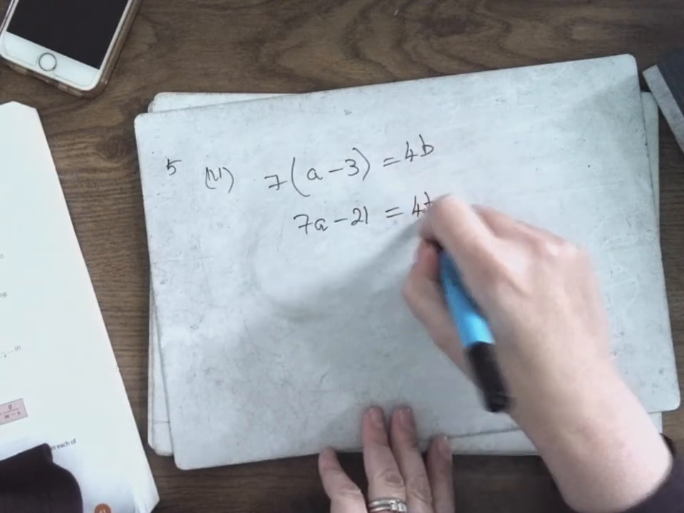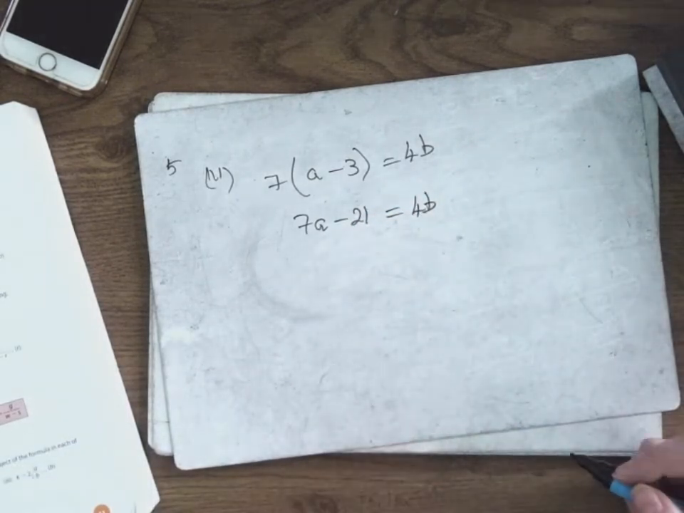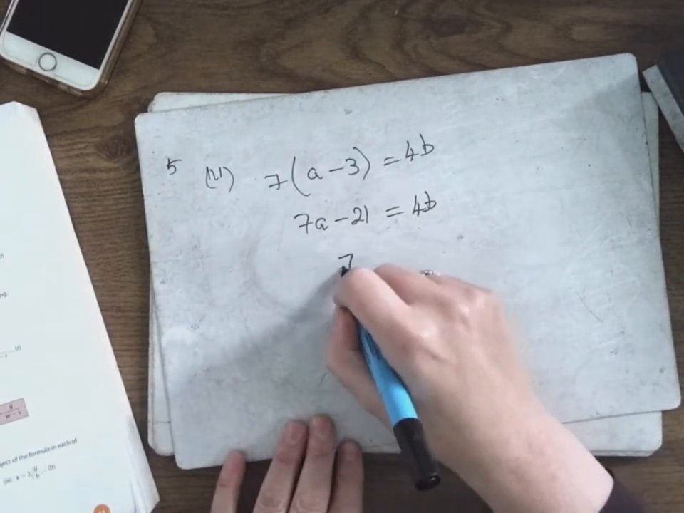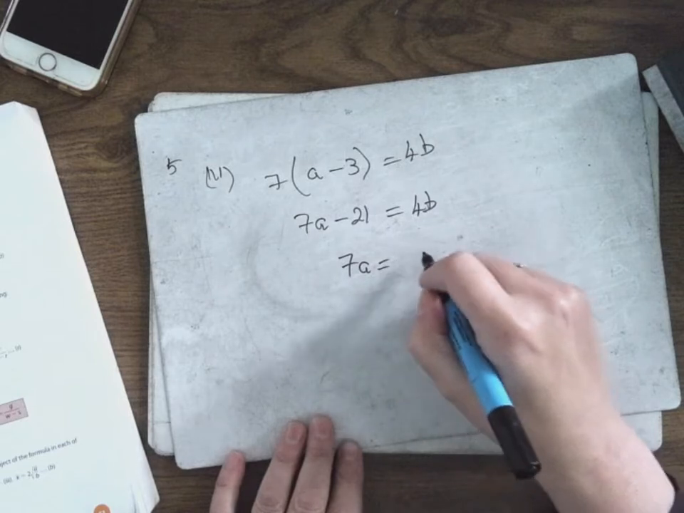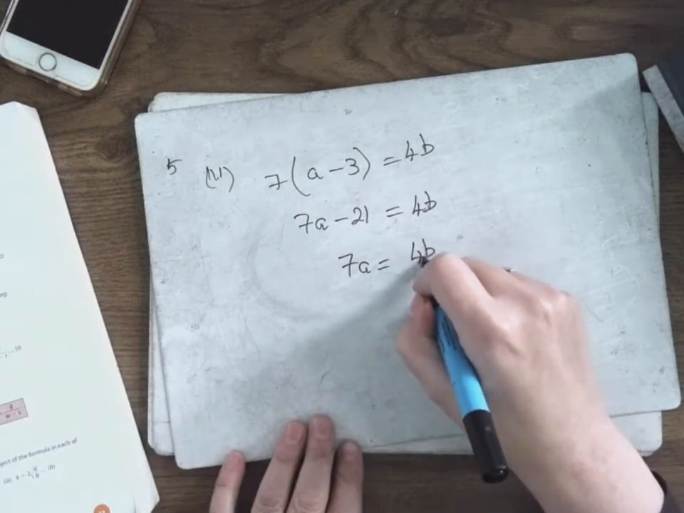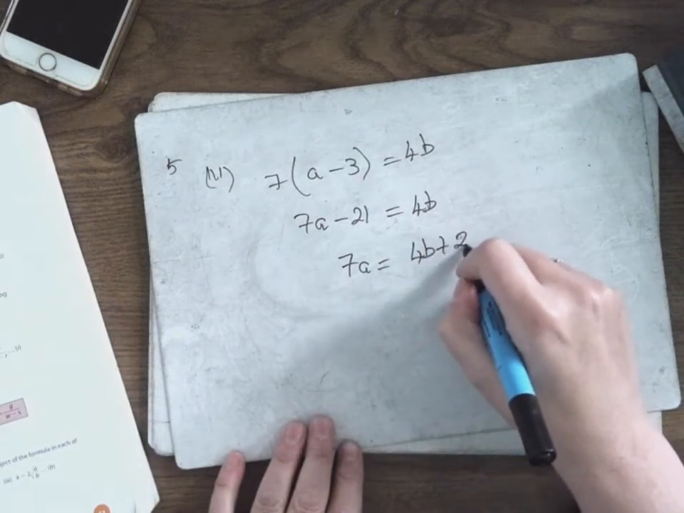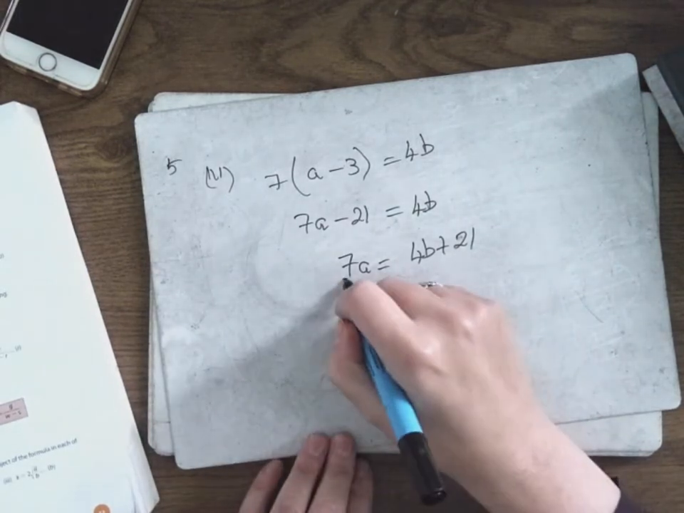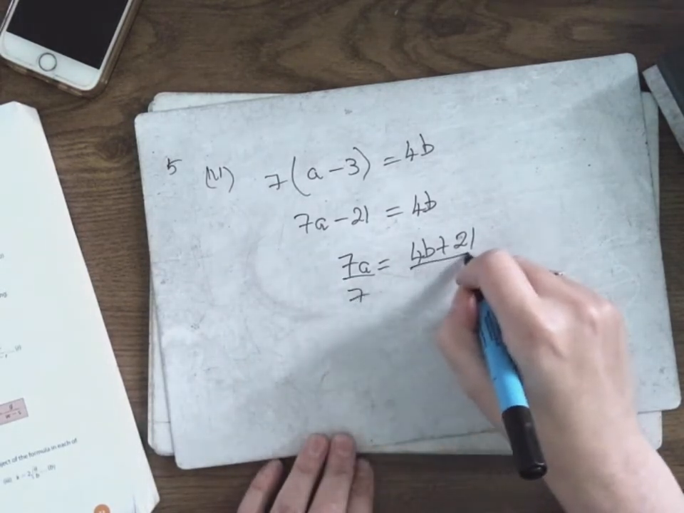Right, I want A to be the subject of the formula. So what's my next line read? 7A equals 4B plus 21. And then you divide by whatever stuck to the A. What stuck to the A? 7. So divide by 7, divide by 7.